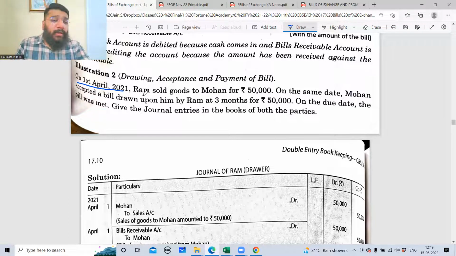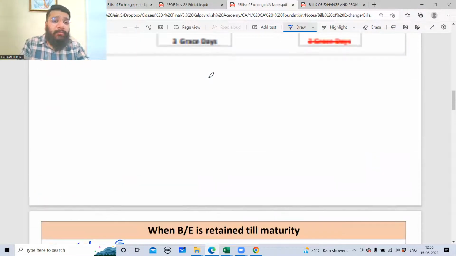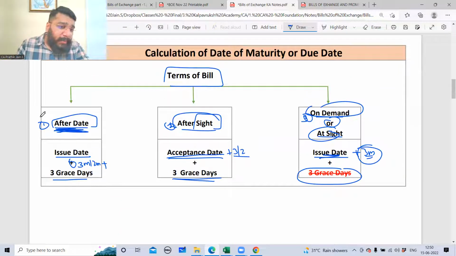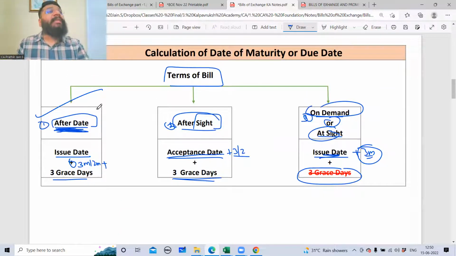On 1st April 2021, Ram sold goods to Mohan for 50,000 rupees. On the same day, Mohan accepted the bill drawn upon him by Ram at 3 months for 50,000 rupees. Now here the term of bill is not mentioned. In the absence of the information of term of bill, what will be the term of bill? Always this will be the assumption, so please make a note of it. If the question is silent with regard to the term of bill, always the term of the bill will be after date. Please make a note. If the question is silent with regard to the term of bill, we should always assume the term of bill is after date.